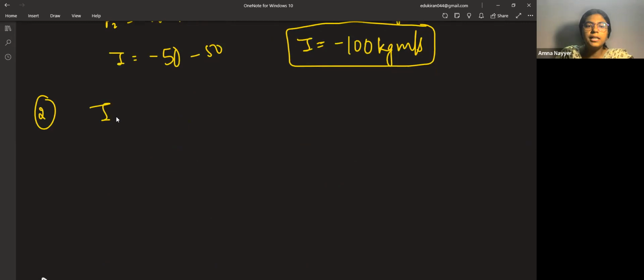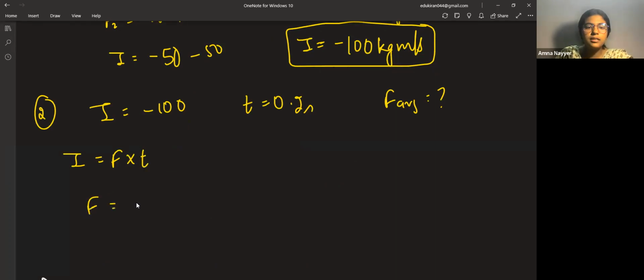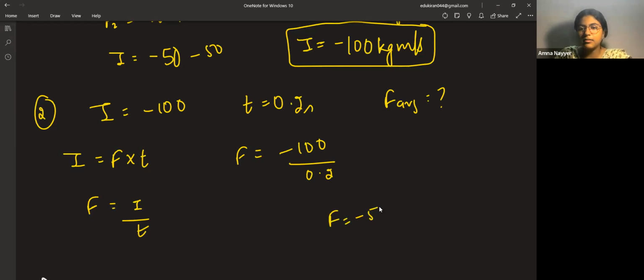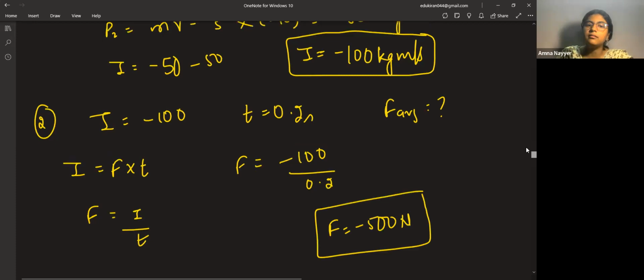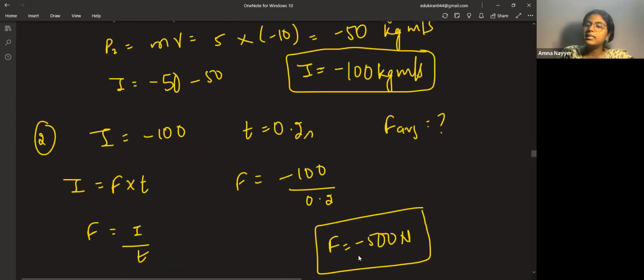Second part, see, impulse we have calculated, minus 100. Time is given as 0.2 seconds. Can we calculate the average force? I is equal to force into time. So force is I divided by t. So force is minus 100 divided by 0.2. Force becomes minus 500 Newton. This is telling you that force is acting towards the left, because our sign is coming minus, no. This negative sign is telling you the direction of force.